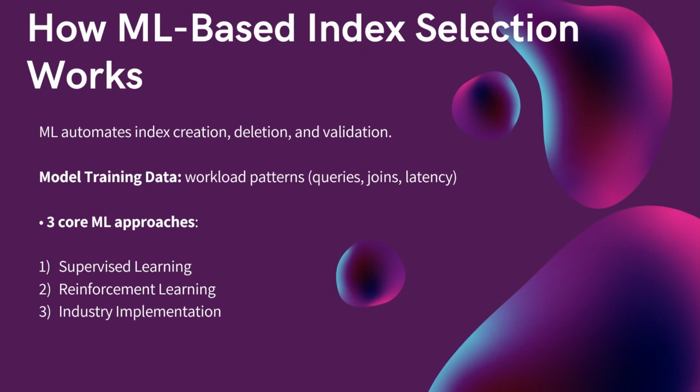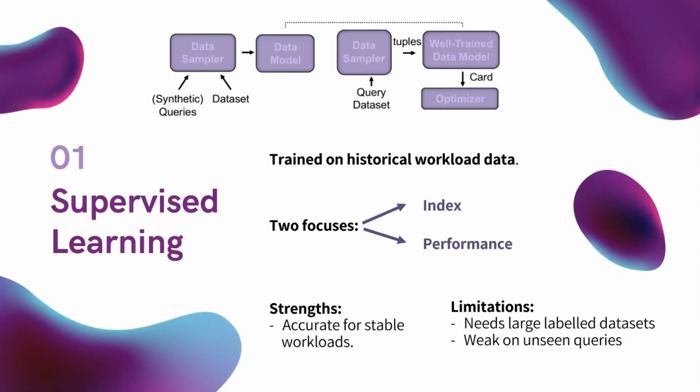Machine learning-based approaches to index selection offer the ability to automate indexing by analyzing query workloads, predicting useful indexes, and adapting dynamically to changes without human intervention. There are three main approaches. The first one is supervised learning. The model is first trained on historical workloads. It learns from past examples of queries and their performance with different indexes.